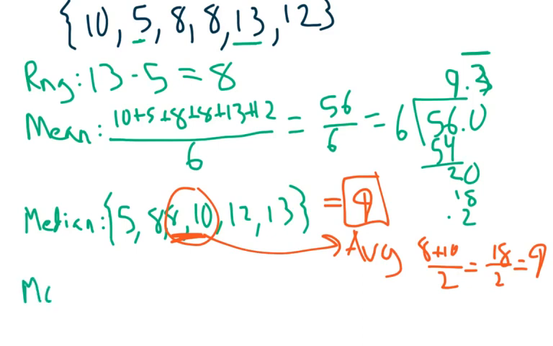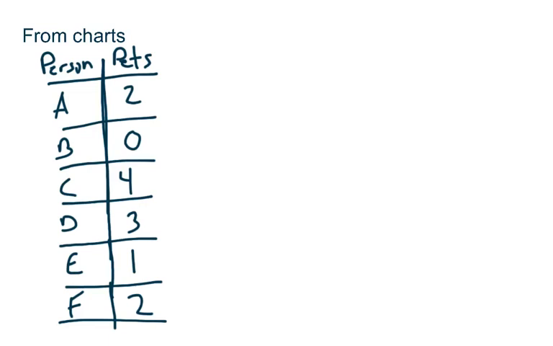All right, and then finally, mode, we go back to the one that shows up the most, and the one that showed up the most is 8. So there we go. So that's looking at it from a list. Now, let's take an example of it in a chart. So what I have here is a chart of, let's just say, how many pets people have. And so we have person A, B, C, D, E, F. I just chose to do that instead of writing out a bunch of names to make it easier for the note taking. And then we have how many pets do they have at home.